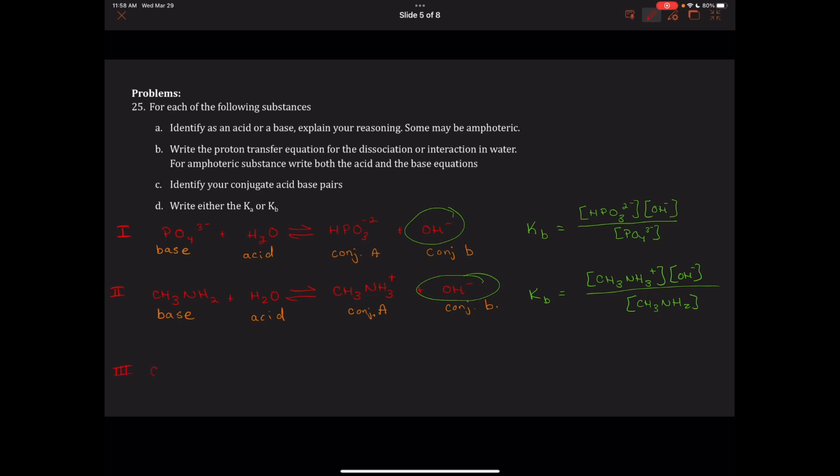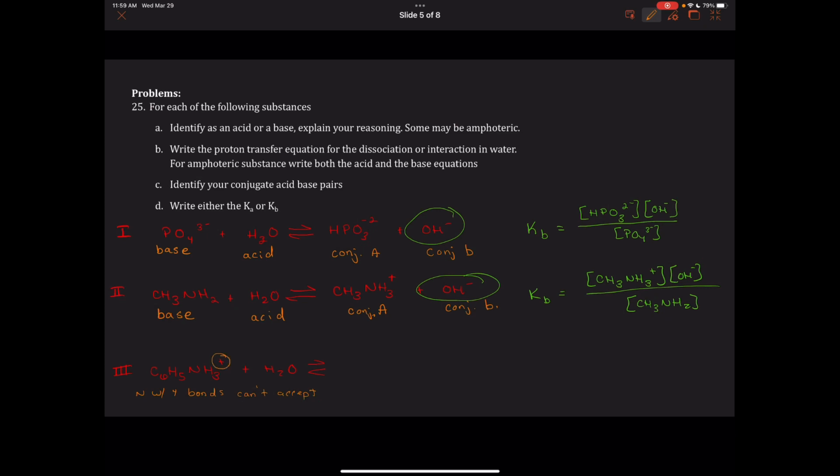Next, we have C6H5NH3 plus. So we need to identify this as an acid or a base. Now my bases, remember my bases could be hydroxides. There's no hydroxide here. My bases could be nitrogens, but they have to have only 3 bonds. Here I have a nitrogen with 4 bonds, which means the lone pair is occupied. It's not available to donate. So that nitrogen can't accept.